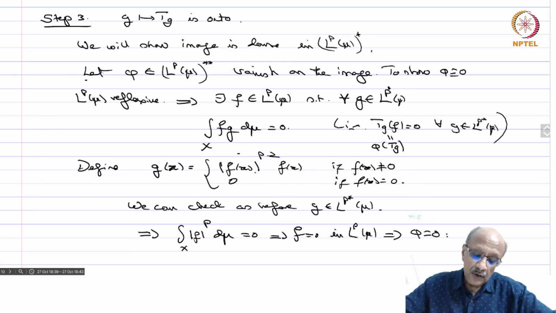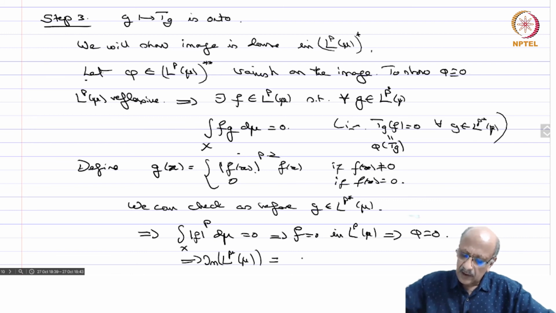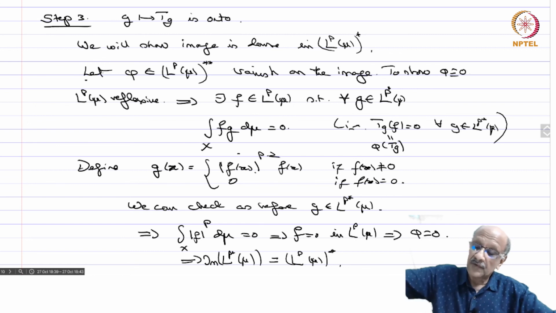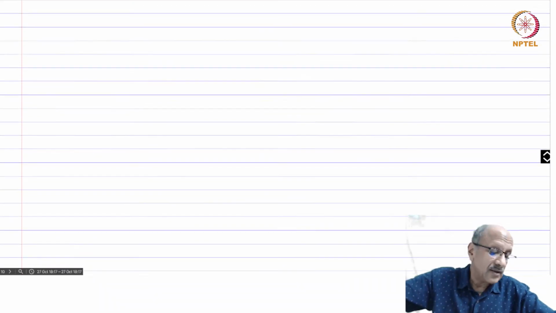And therefore the image is dense, but the image is already closed, so the image is equal to its closure, which is equal to Lp mu whole star. This implies that the image of Lp star mu is nothing but Lp mu star, and therefore it is an isomorphism, and that completely proves the Riesz representation theorem in this case.